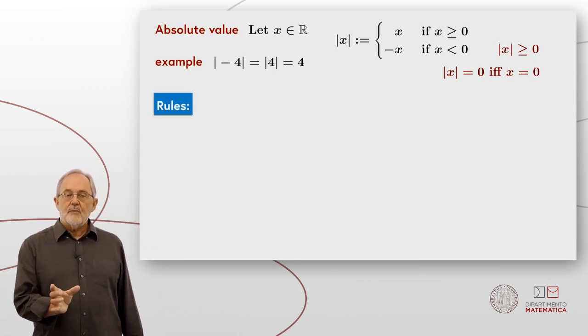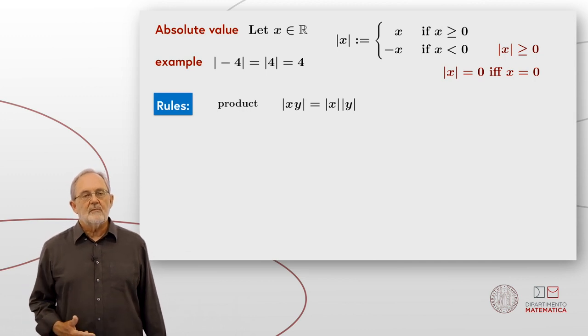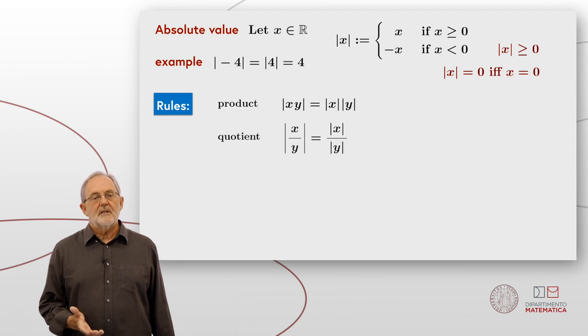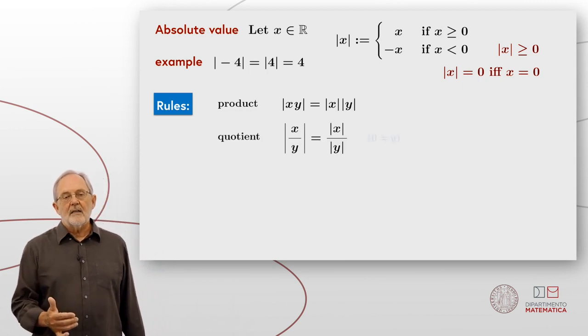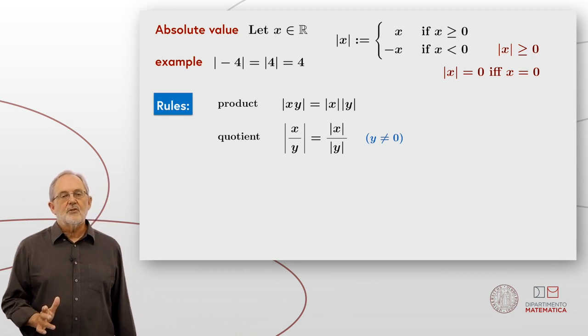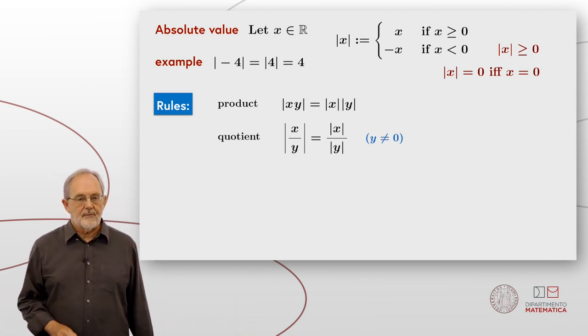The absolute value of a product is the product of the absolute values. It's easy to prove that right from the definition. A similar rule holds for quotients. Absolute x over y is absolute x over absolute y. Of course, as usual, in such a rule we must exclude the case y equals 0.